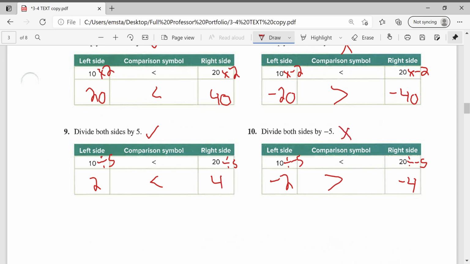So it looks like with my toolbox, it works for multiplying and dividing positive numbers, but if I multiply or divide a negative number, I have to flip the sign of the inequality symbol.